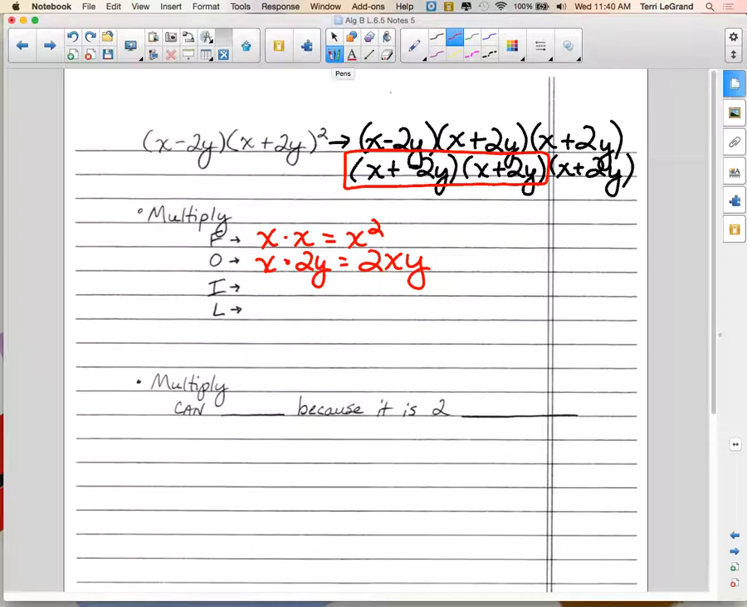Remember, in algebra, constants first, alphabetical order. So 2xy.